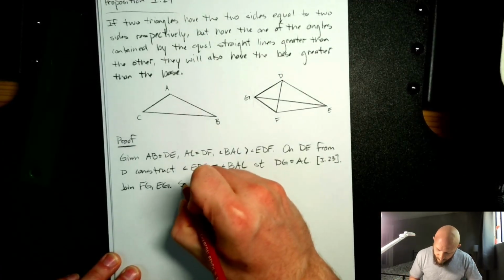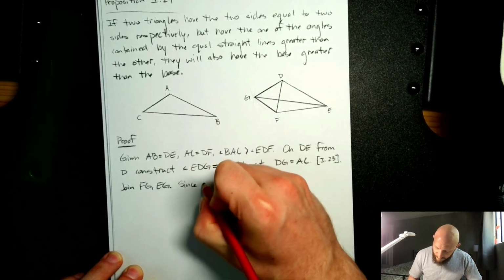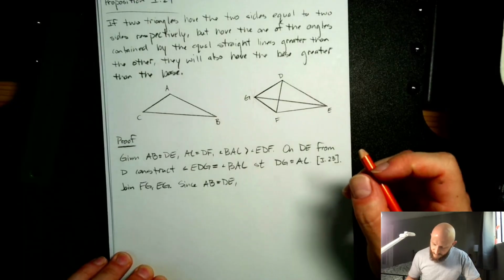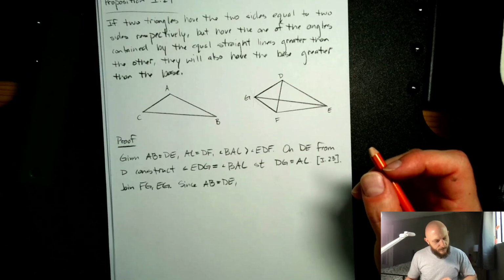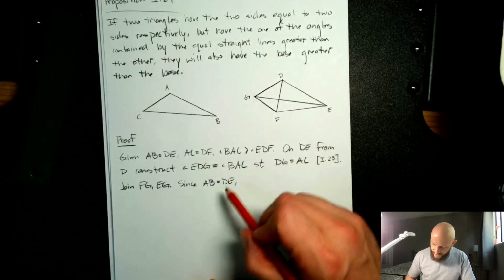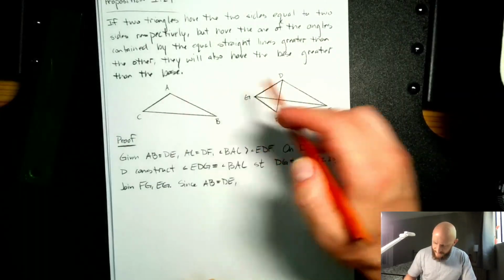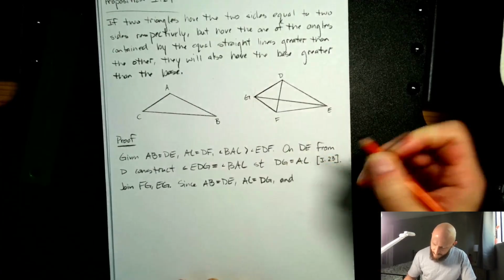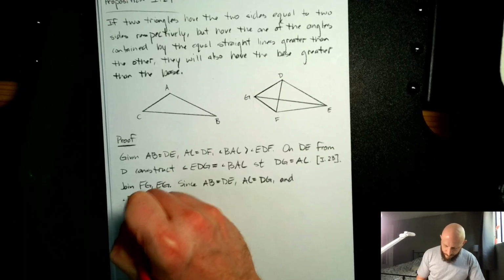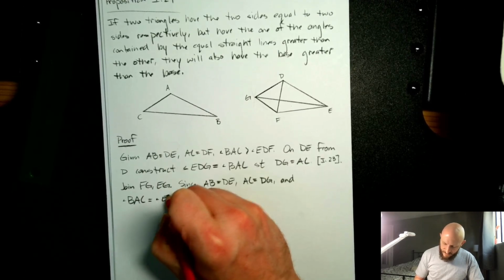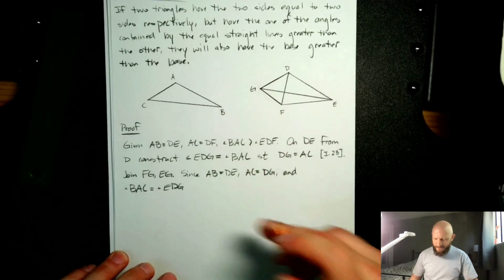So I'll say since, and I'm just going to rewrite some of the things that I already said, since AB is equal to DE, yeah, I'll write it the way that he does. I was thinking about writing side angle side, but I'll do the sides and then mention the angles. So AB is equal to DE, AC is equal to DG, and angle BAC is equal to angle EDG, and all of that is by construction.